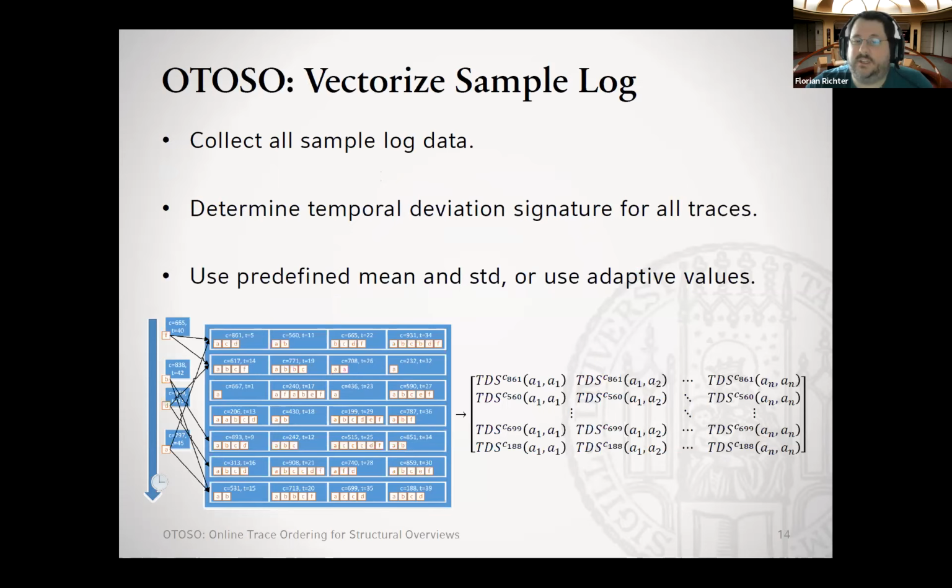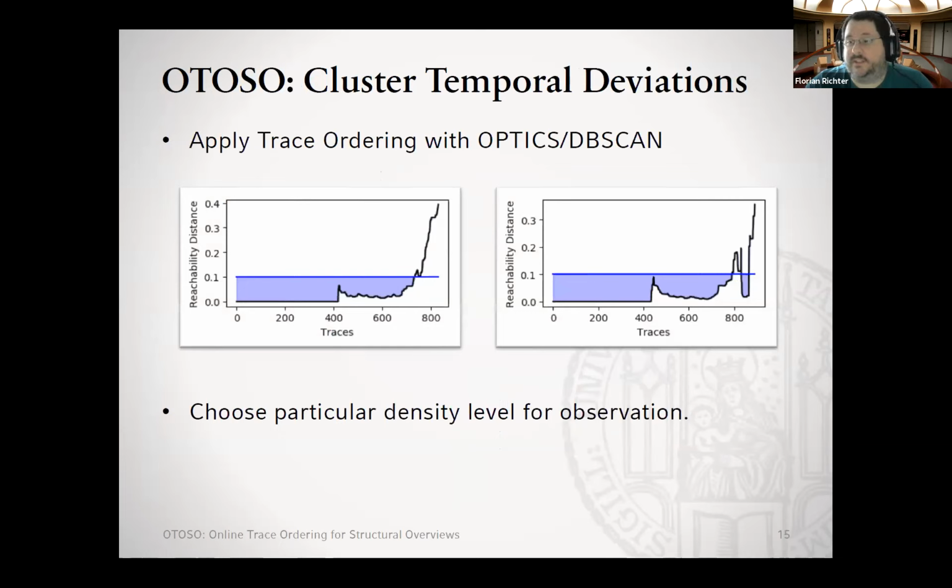And we are applying these temporal deviation signatures on this sample. We end up with just vectorized data. For all the stored cases, we have one row in this matrix, and for each activity pair, we end up with one column. This is finite data, so we can also apply OPTICS, which is not a stream approach in its naive way, but as we have finite data at this point, we can just apply OPTICS.